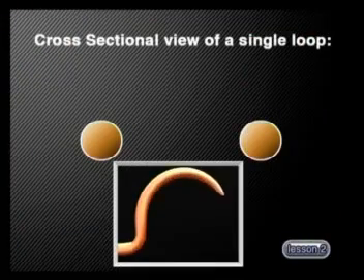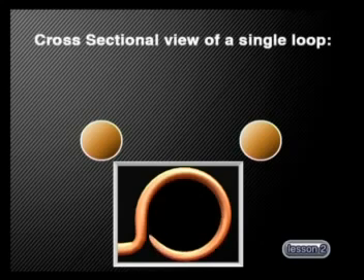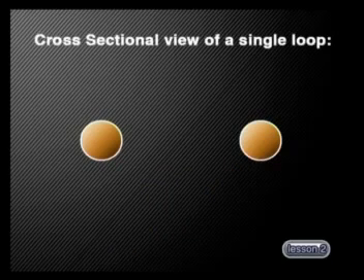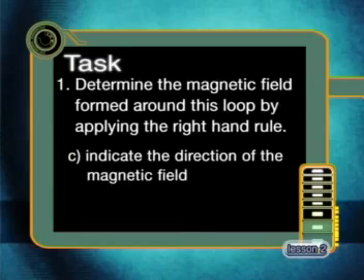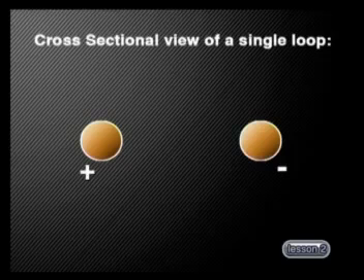This diagram shows a cross-sectional view of the single loop when current passes through the conductor. The circle on the left represents the part of the loop closest to the positive terminal of the power supply, and the circle on the right, the part of the loop closest to the negative terminal. Your task is to determine the magnetic field formed around this loop by applying the right-hand rule. Show this by indicating the direction of the current, the arrangement of the field lines, and the direction of the magnetic field on a copy of the diagram.